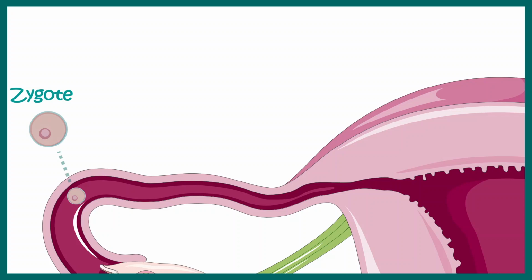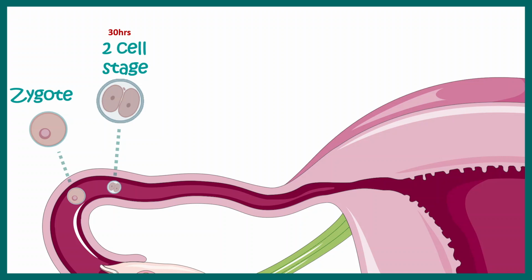Now, after the formation of the zygote, if we wait for 30 hours, the cells would divide. A cleavage furrow would run through the entirety of the cell, dividing it into two individual cells. This is the process of cleavage, and it results in the formation of the two cell stage, which happens about 30 hours after the zygote formation.